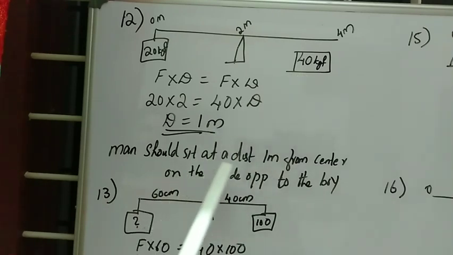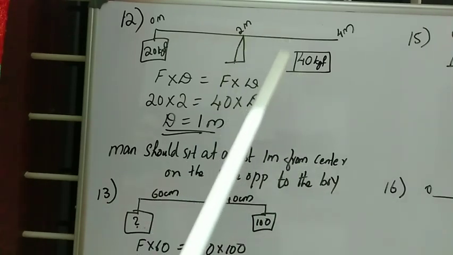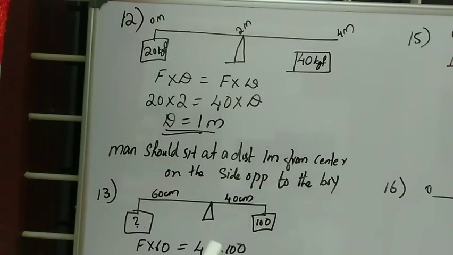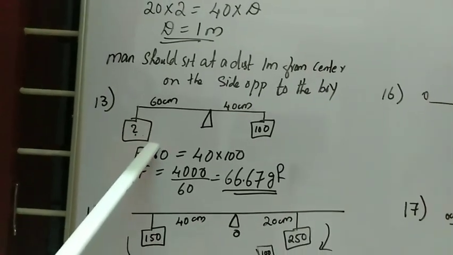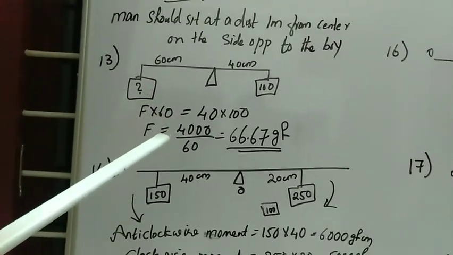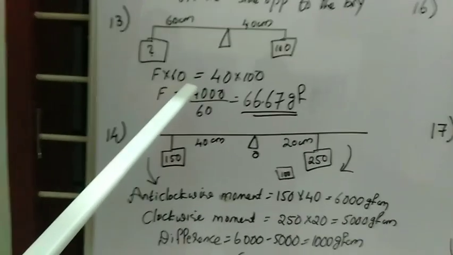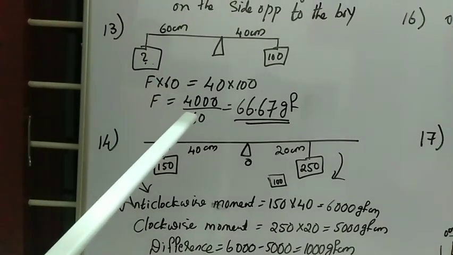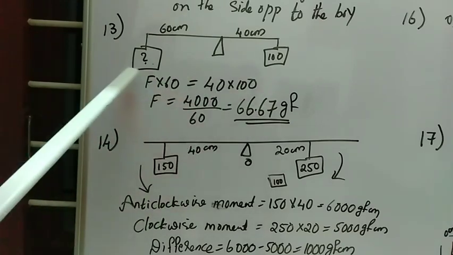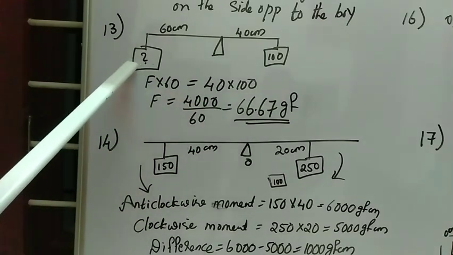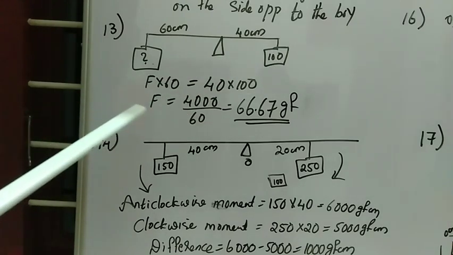That means the man should sit at a distance 1 meter from the center on the opposite side of the boy. Question number 13. Here you can see a physical balance has its arms 60 centimeter and 40 centimeter. Directly they are giving the arms of the physical balance, 60 centimeter and 40 centimeter. What weight kept on the pan on the longer arm will balance an object 100 gram force kept on the other pan? So directly they are giving one side the mass, 100 gram. What mass should be kept on the other arm to make the physical balance horizontal?